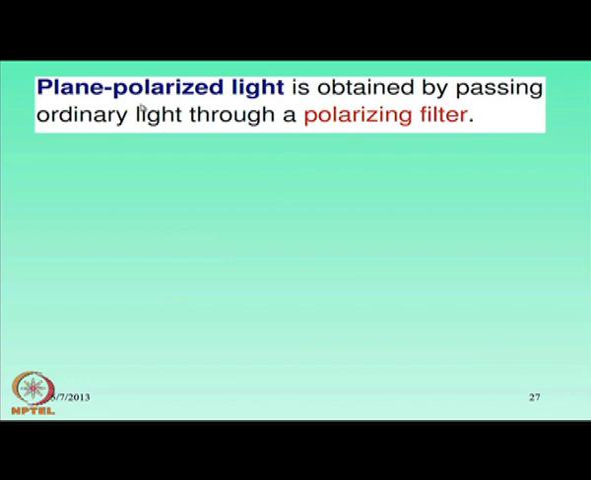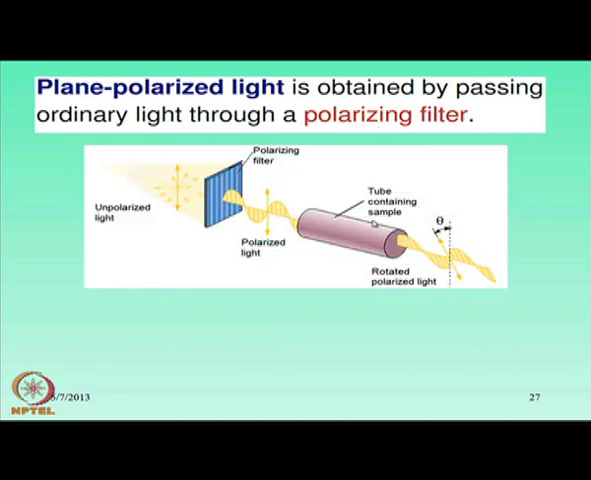So, how do we get plane polarized light? We obtain it by passing ordinary light through a polarizing filter. The polarizing filter is responsible for polarizing the light, that means the unpolarized light. Unpolarized light has vibrations in all directions, so its electromagnetic components are not defined with respect to one particular plane.